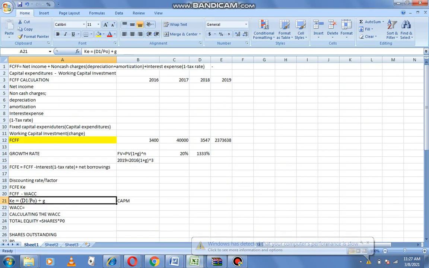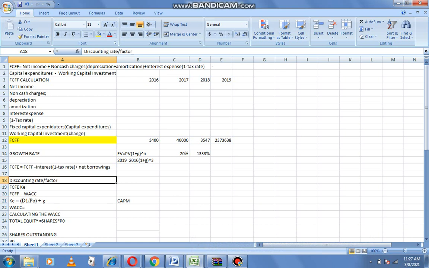So the next step, when we have done all this, is to look for the discounting rate. For the FCFE model, the discounting rate will be the cost of equity, KE, and for FCFF, the discounting rate will be WACC, the WACC that we learned in corporate finance.